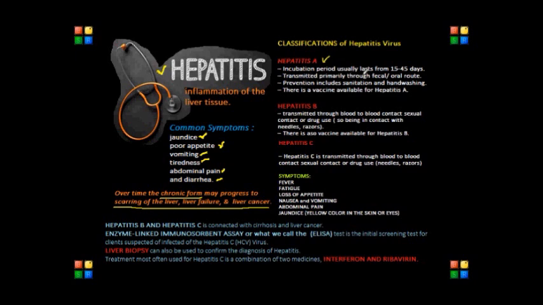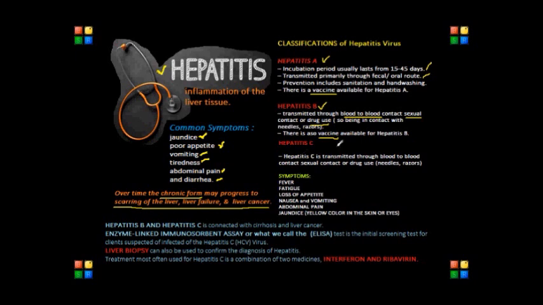The incubation period usually can last from 15 to 45 days, and it can be transmitted primarily through the fecal-oral route. So, prevention basically includes sanitation and hand washing, okay? And there is a vaccine available for hepatitis A. Now, hepatitis B is transmitted through blood to blood contact, also sexual contact, and drug use. So, being in contact with needles and razors. Now, there is also a vaccine that is available for hepatitis B.